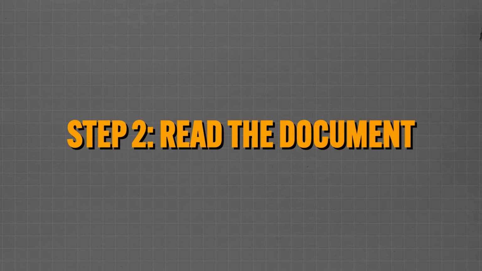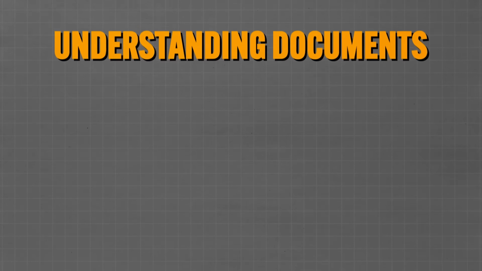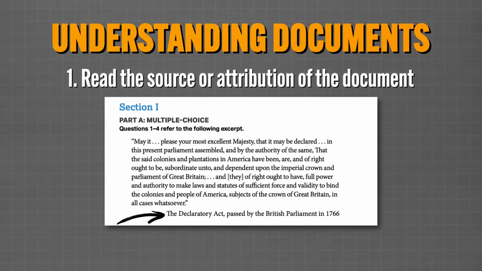All right, step 2, read the document. Now, this step can be broken down into 2 sub-steps, and I know this is starting to sound confusing, but stick with me. The more you practice this, the more second nature it'll become. First, read the source or attribution of the document. In my experience, this is the most skipped step among students, but it is so important.